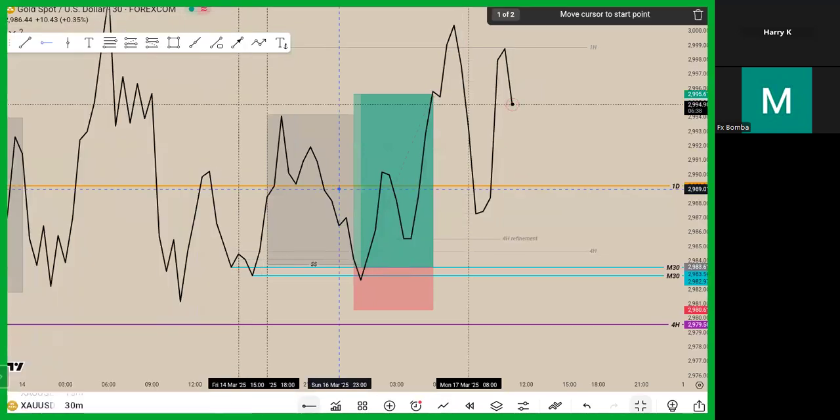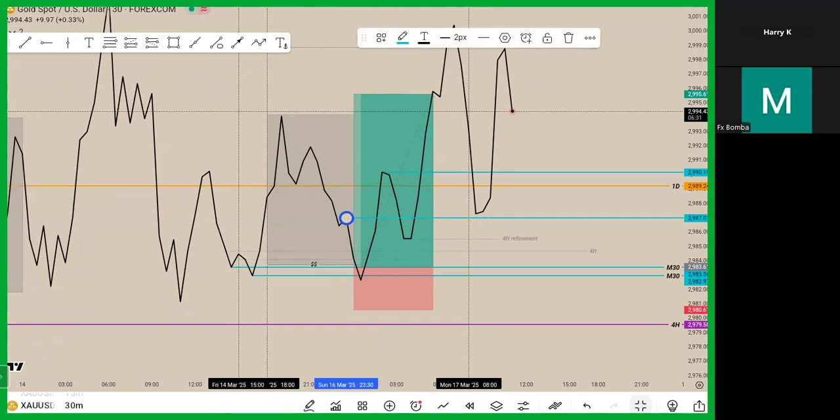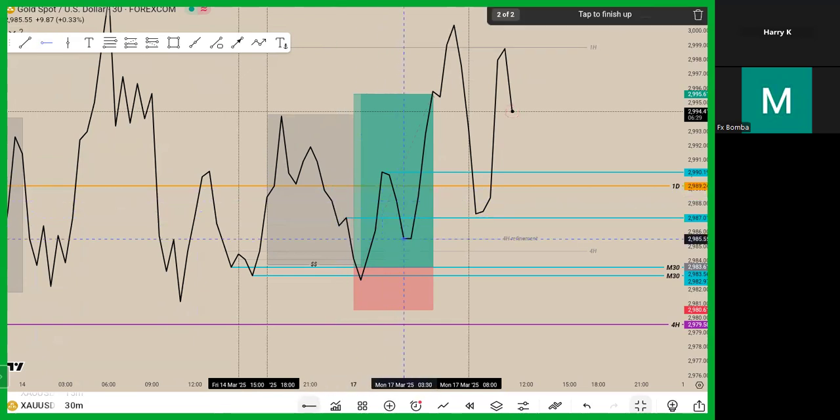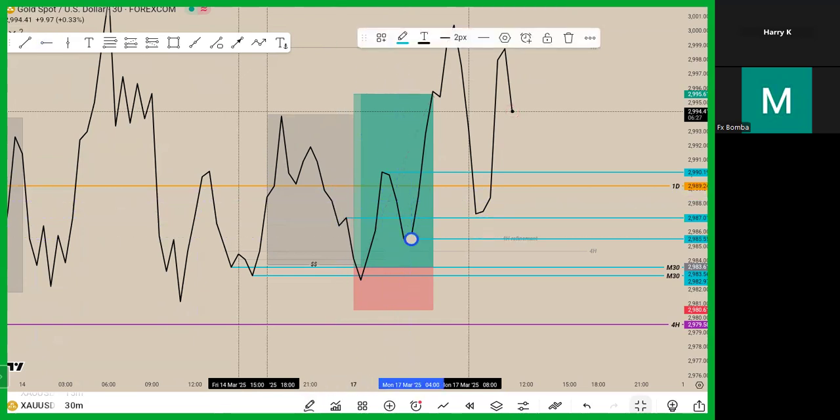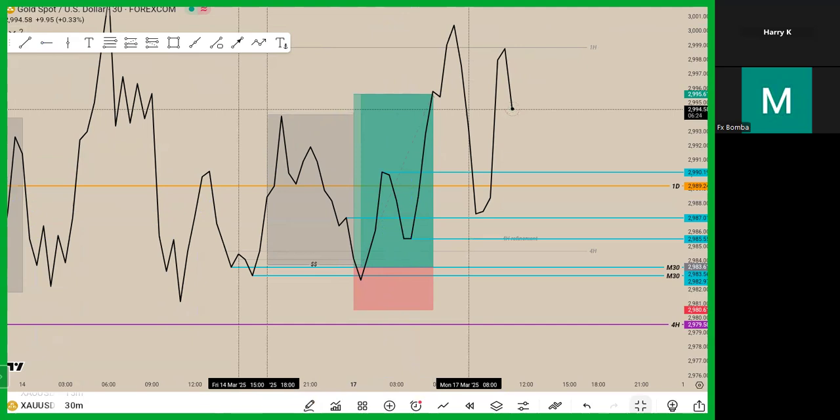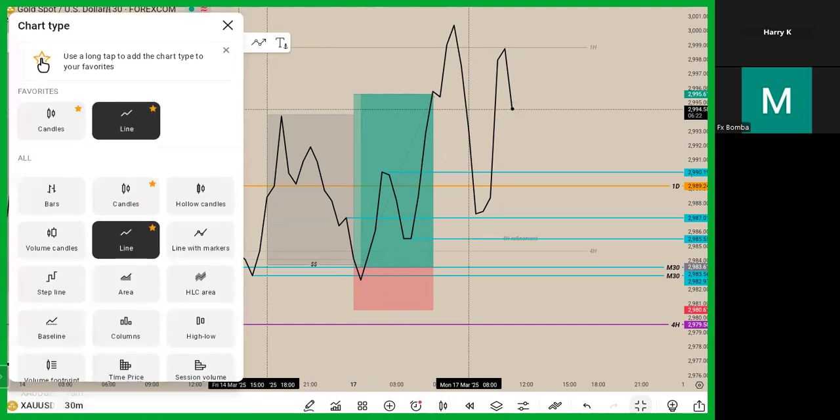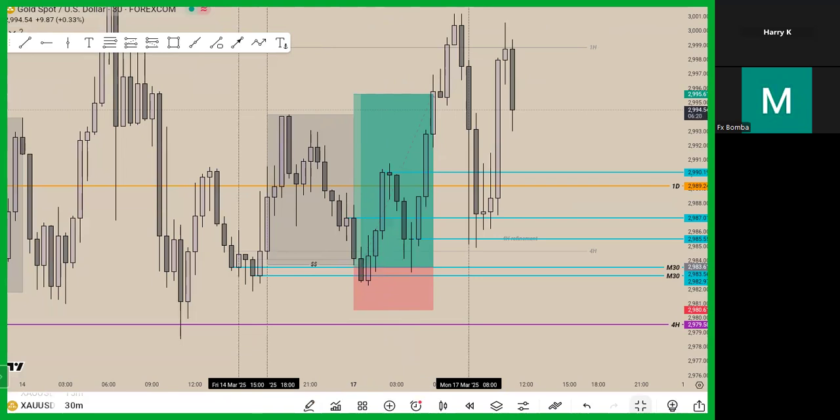You can see that we had this level. Yes, we had this level too. We had this level too. Which one is most likely to hold the market? Let's go back to the candlestick chart. The left shoulder, kind of, yeah.